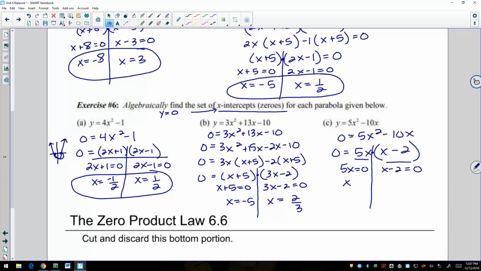So this one, if you divide the 5 over, 0 divided by 5 is 0. Add the 2 over, x is 2. So what that means is your two x-intercepts are at 0 and 2. So it would look something like this. Pretend like that went through too. Okay, so that is it for the zero product law.